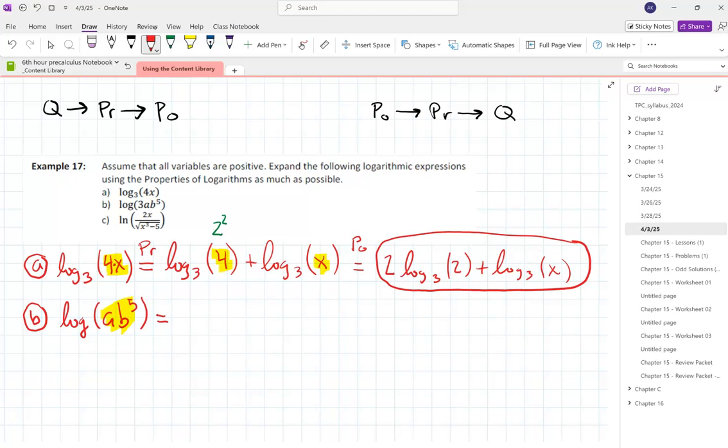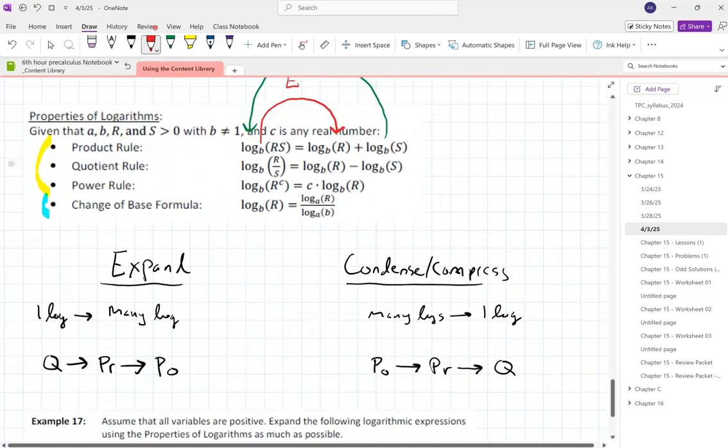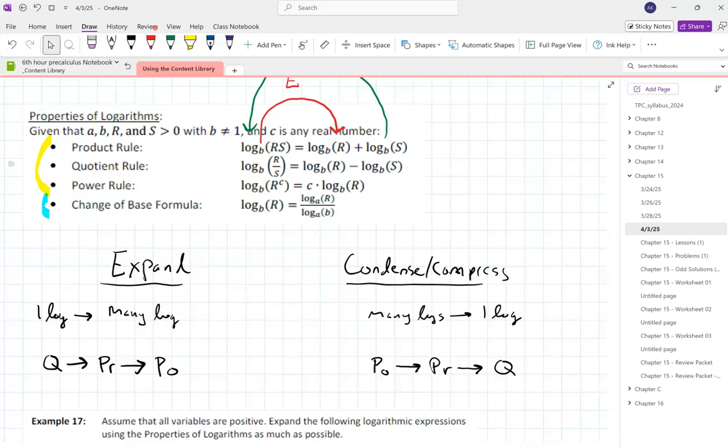Is there multiplication going on here? How many multiplication symbols are in here? There's 3 things being multiplied, but there's only 2. Oh boy, I copied it down wrong, huh? There's only 2 multiplication symbols, right? Does everybody see that? Okay. So we're going to do the product property twice. What the product property says is that multiplication inside the logarithm turns into addition outside the logarithm.